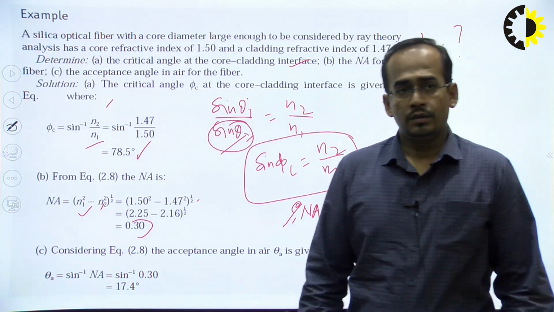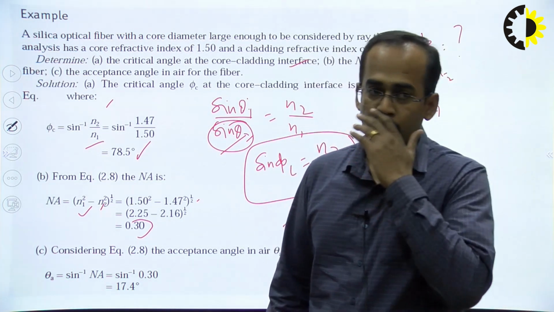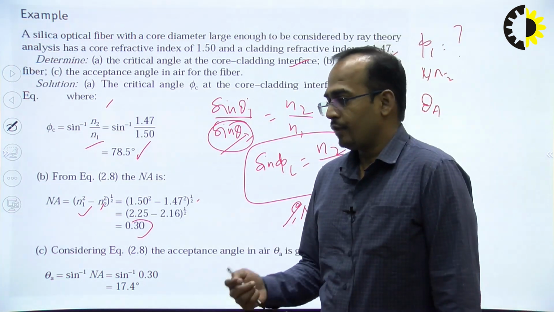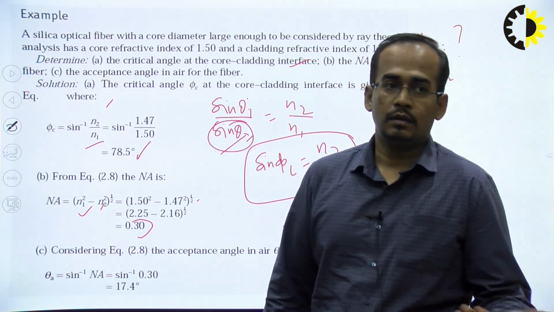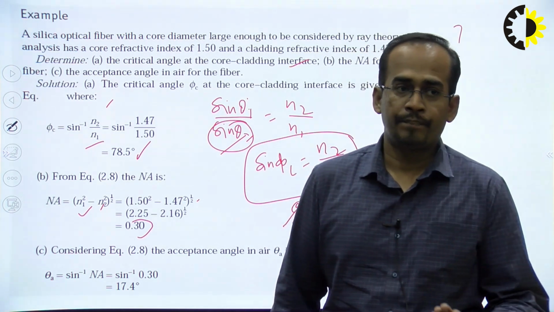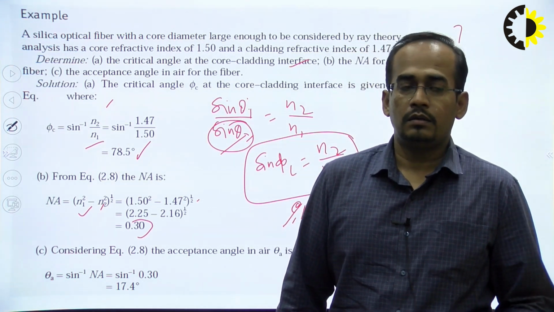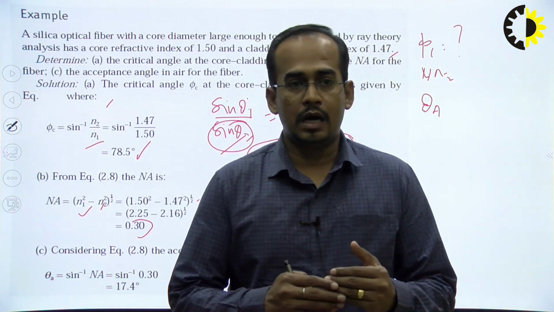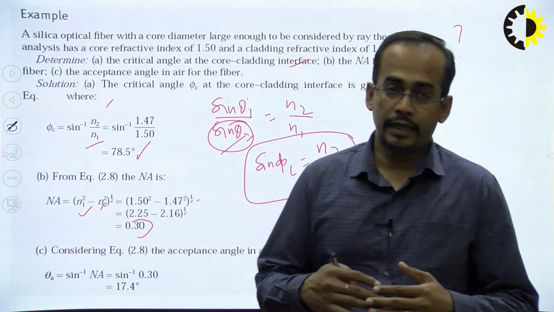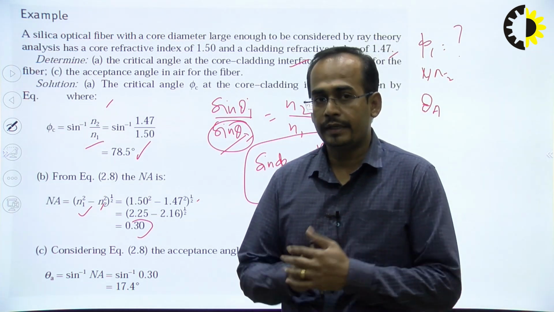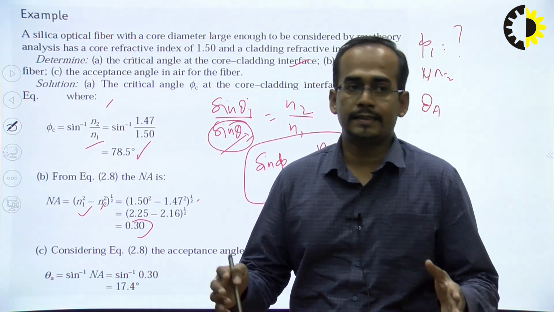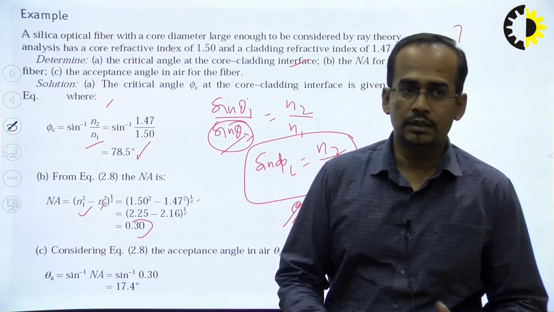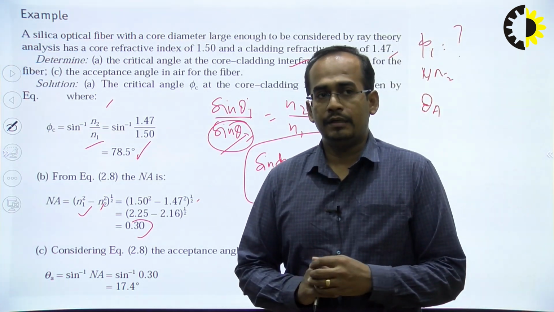Now this is all about the numerical aperture, the total internal reflection phenomenon, and Snell's law. What is the critical angle, how can you find the value of the critical angle, how can you calculate the acceptance angle, and how can you calculate the numerical aperture. So these are the basics that you can find.